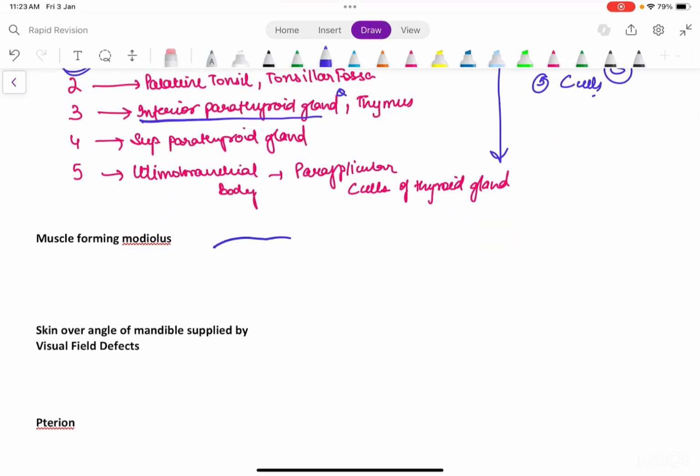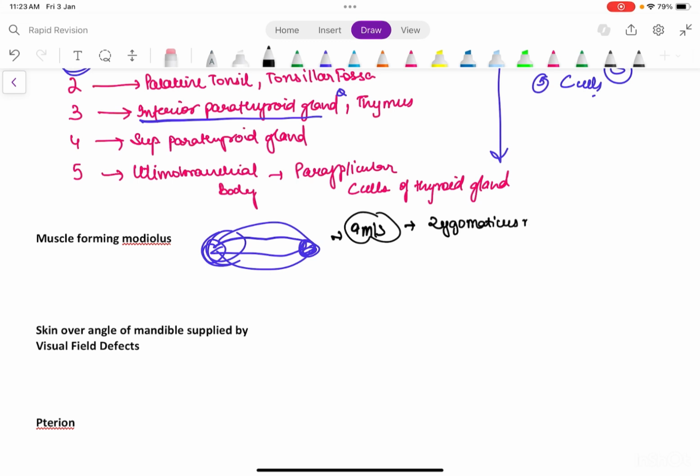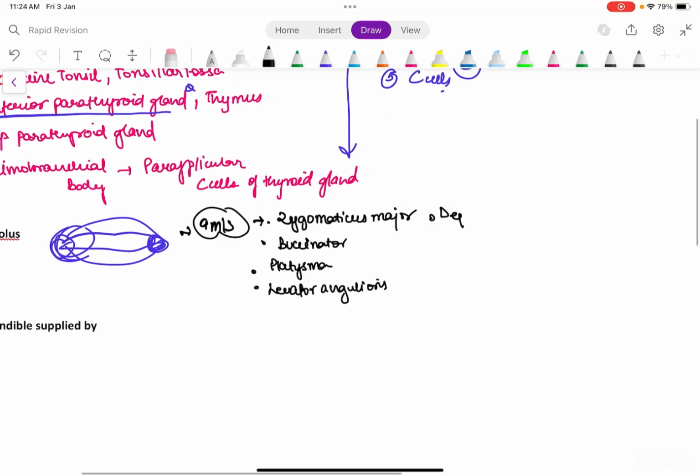Now you need to know that the modiolus is something like, you have your lip and then you have some muscles, right? Basically nine muscles are responsible for forming the modiolus. You need to remember all of them. First is zygomaticus major. Then you have buccinator. Then you have platysma. Then levator anguli oris. Then depressor anguli oris. Then depressor labii inferioris.